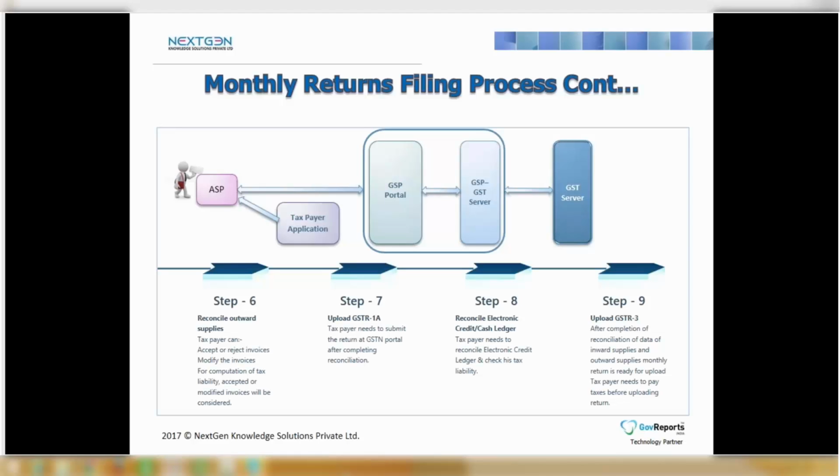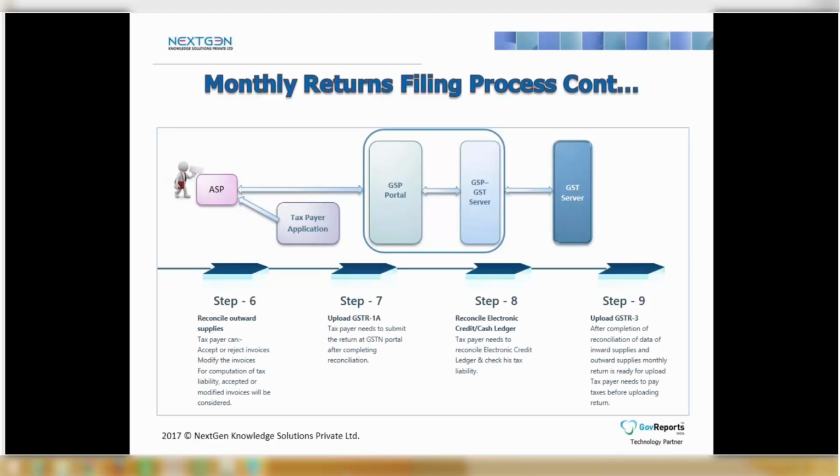Now, as step number 6, he can reconcile the outward supplies of goods and services which he has downloaded with modification and correction by the purchaser, and he can accept it or modify it wherever it is required. Then comes step number 7. Step number 7 is, after the reconciliation of outward supply of goods and services is over, the taxpayer can upload GSTR 1A at the GST portal. And then comes step number 8, which is an important step, reconciliation of electronic credit ledger and cash ledger.